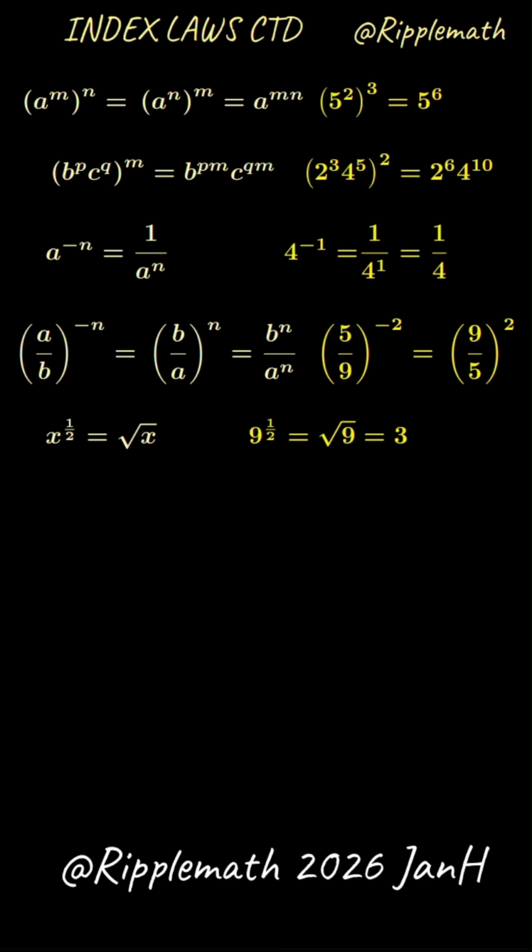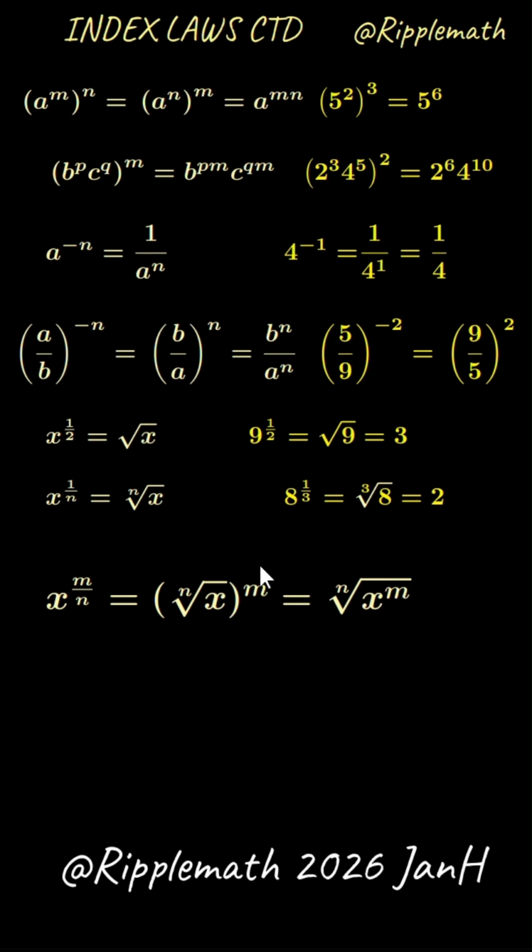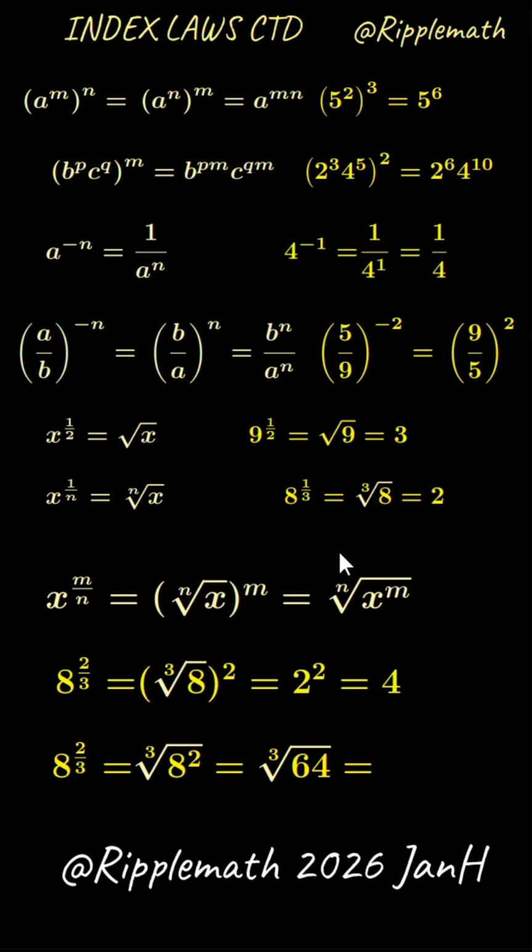All right, x to the power of a half means square root, the positive square root. 9 to the power of a half is 3. X to the 1 on n means the nth root of x. So 8 to the power of 1 on 3 is 2, because 2 times 2 times 2 is 8. X to the m over n, you can either go the nth root first to the power of m, or you can go the power of m first, then the nth root. So you can see two examples here where I do it both ways.